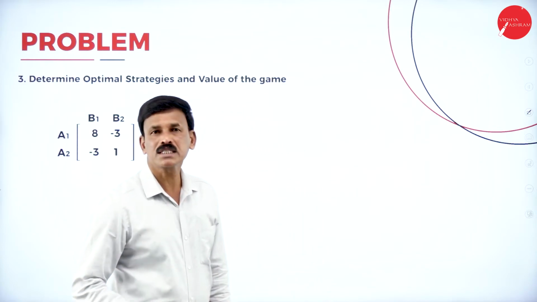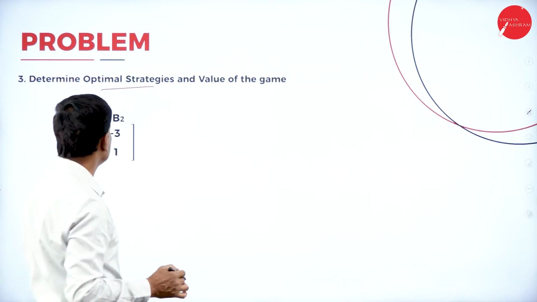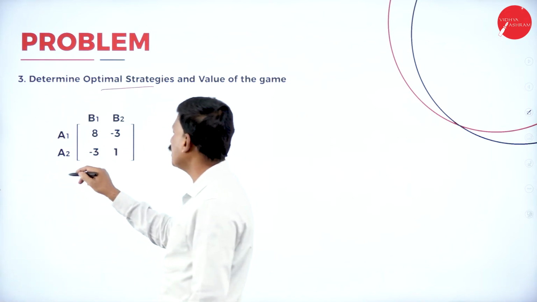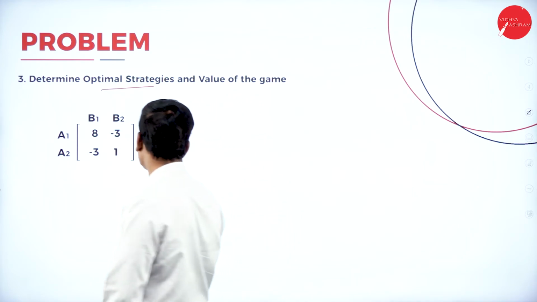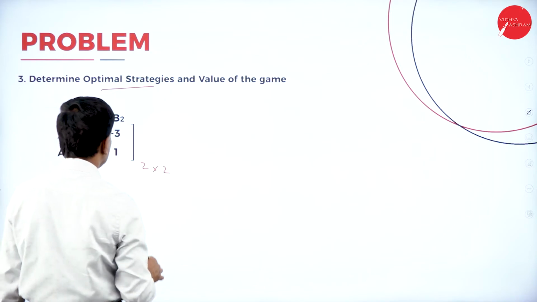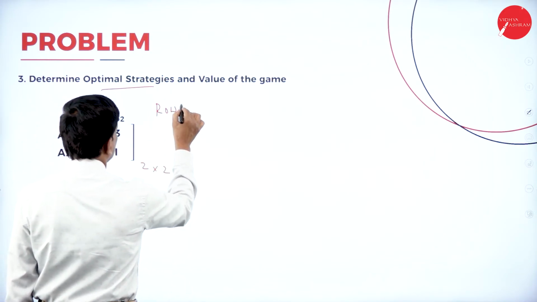Now let us come to the next problem. Determine the optimal strategy and value of the game. For the players A1, A2, B1, B2, the entries are 8, minus 3, minus 3, 1. This is again a 2 rows, 2 column matrix. Now let us find out the row minima and column maximum. First find out the row minimum.